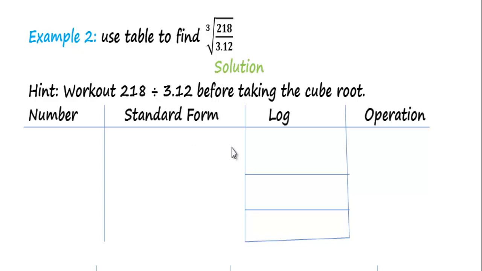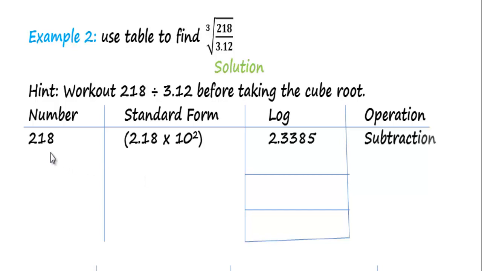Number, standard form, log and operation. Now what is the number? We have 2 numbers. The first one is 218, the second one is 3.12. When you write the standard form of 218, you have 2.18 times 10 raised to power 2. Are you following? Of course you know how to write standard form. And that means the characteristic here is 2. Are you getting it? That's why we wrote this 2 here.